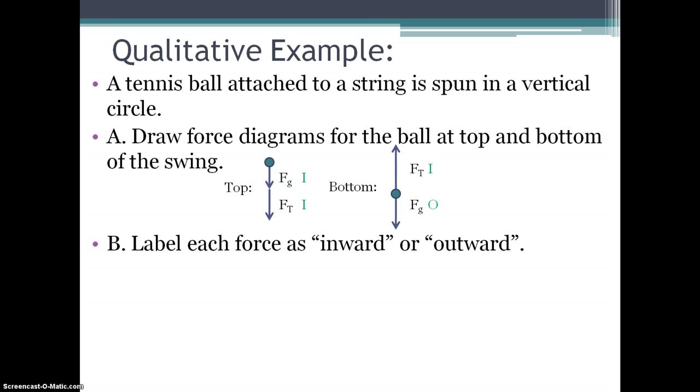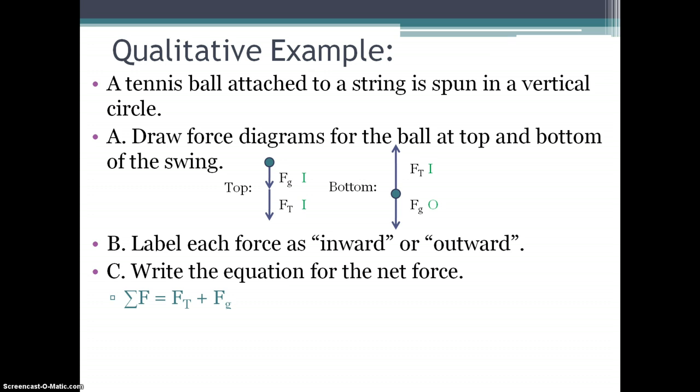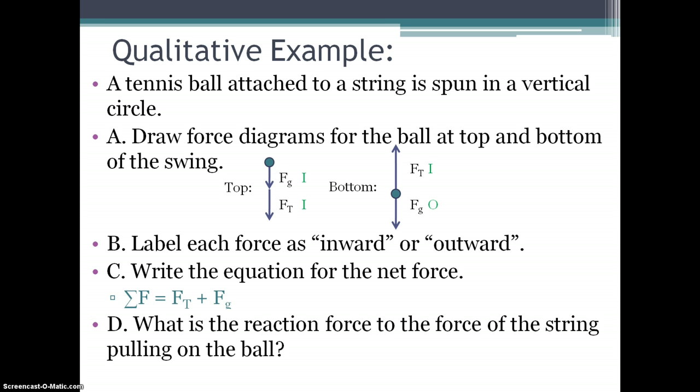So I know that for the top, those two forces, since they're both inward, have to be the same sign. And for the bottom, since I have an inward and then an outward force, those have to be opposite signs, and that's very important for finding the net force. So then I can write the equation for the net force, and they're actually both going to be the same: the net force is equal to the tension plus the gravity. But I know mathematically they'll actually be a different value because I have a difference in direction.